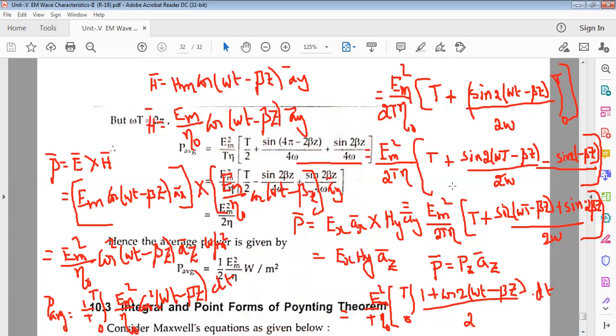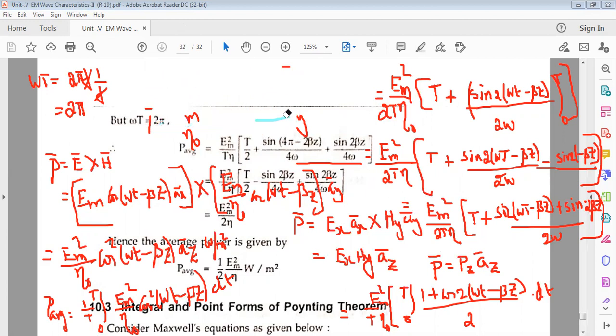Then, sine 4 pi. Why am I saying that? Because omega T is equal to 2 pi. You can write omega T as 2 pi f into T, and T is inversely proportional to the frequency. Both get cancelled, and it becomes 2 pi. So sine 2 omega T can be substituted as 2 pi.